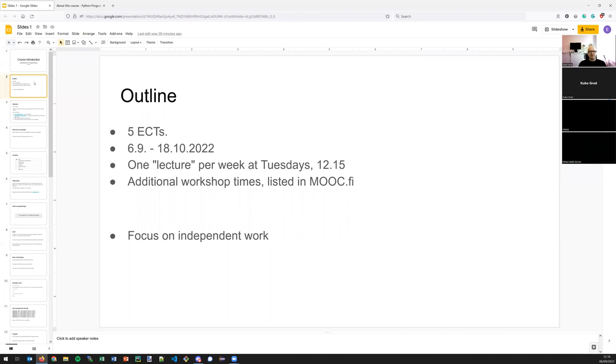So if we start with the basic facts, which you probably all know, you get 5 credits for completing the course. We start today, and this introduction course will last for 7 weeks. Then there's a 1 week break, and then I think most of you will continue with the advanced course. Basically this introduction and the advanced course are actually one big course, which is just divided into 2 parts because of practical issues.